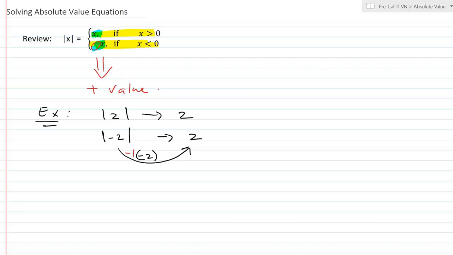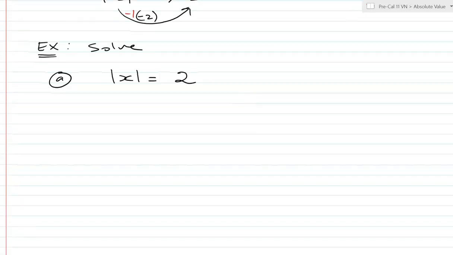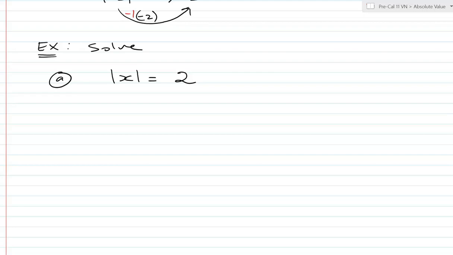To solve an absolute value equation, we need to consider both of these two cases. So let's go ahead and start with a simple example. The absolute value of x equals 2. We need to come up with all values of x that will make this equation true. What are the possible answers?